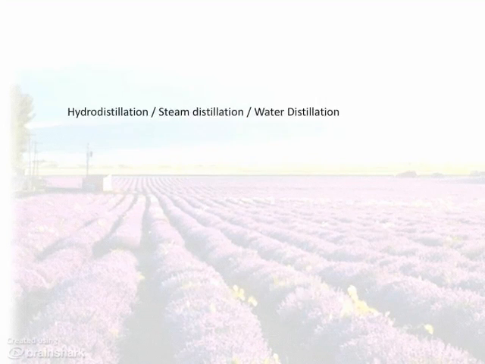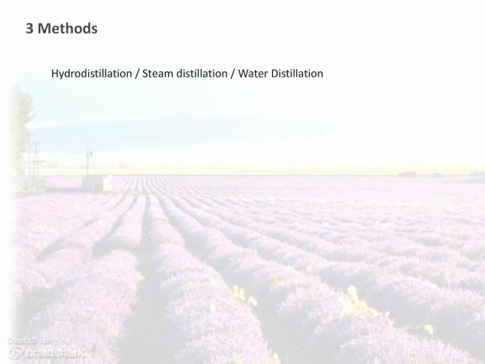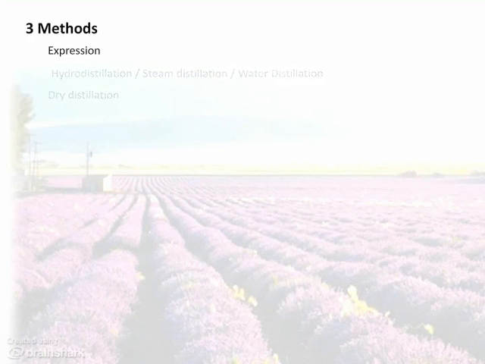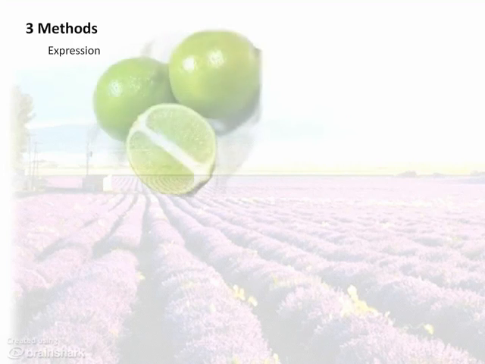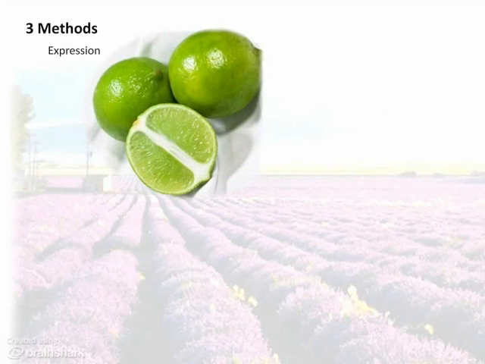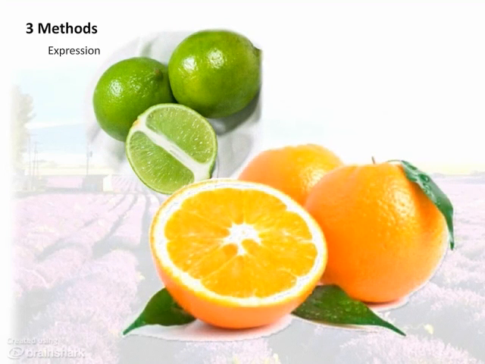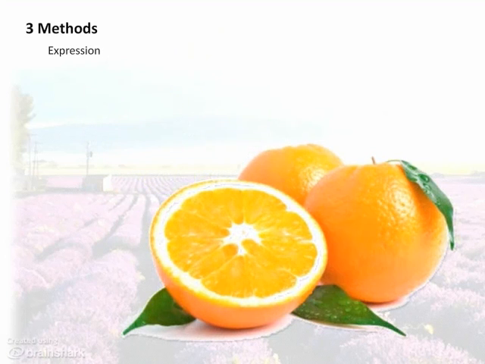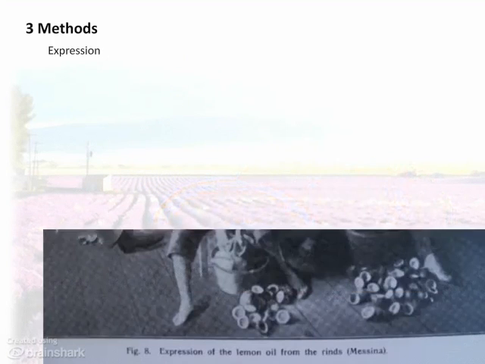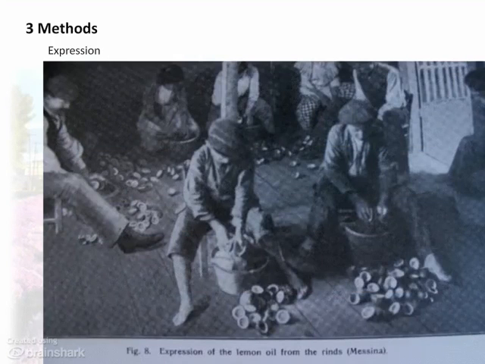Now, as you recall, we are discussing the three most common methods of essential oil distillation. Let's briefly discuss the expression method. In expression, only the peel of citrus plants is involved. Expression means the squeezing of the rinds of the citrus fruit, formerly done by hand.